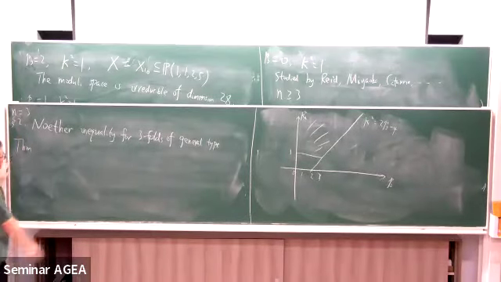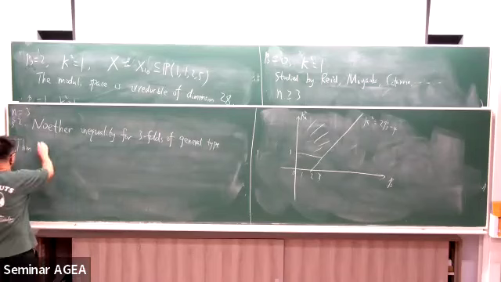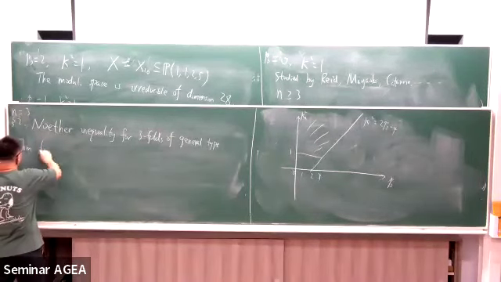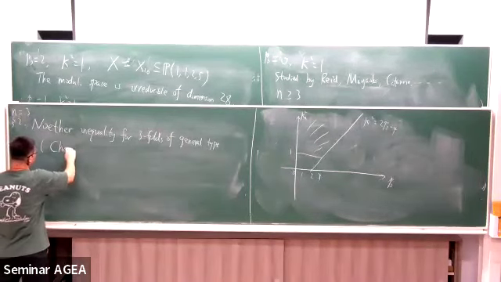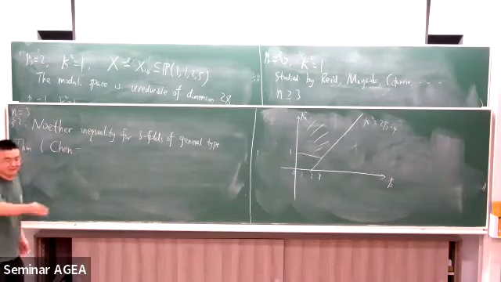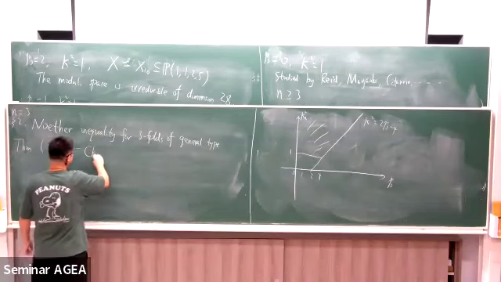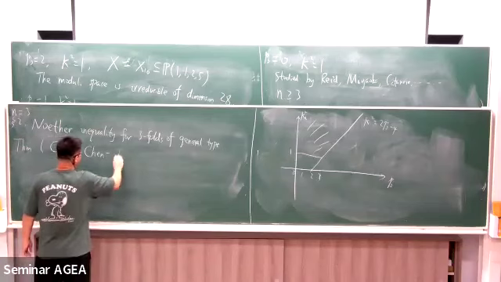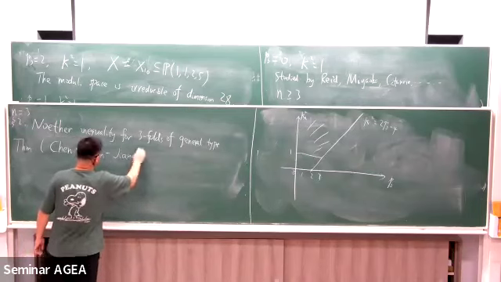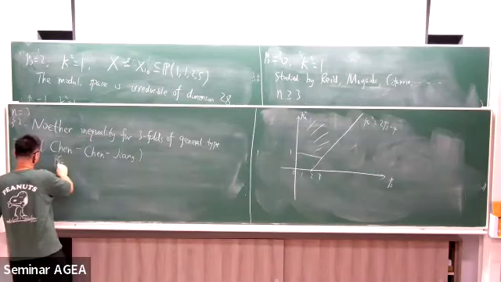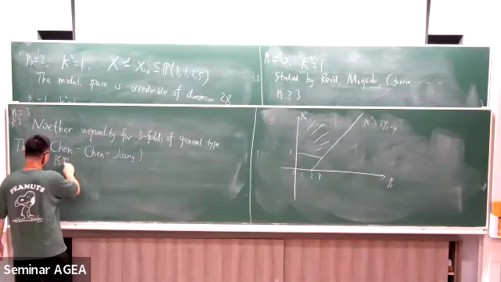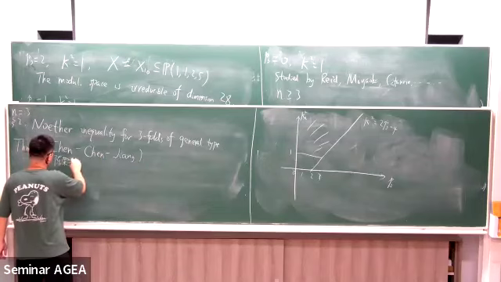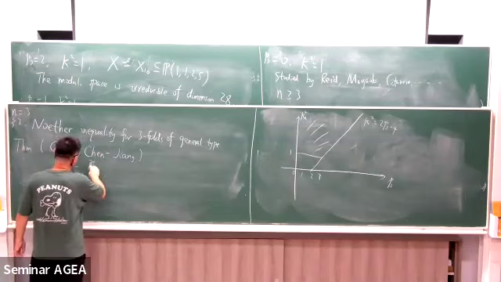In fact, the Noether inequality exists for threefolds of general type. First, it was proved by Yongkai Chen and Meng Chen and Chen Jiang. So this is Yongkai Chen and Meng Chen.